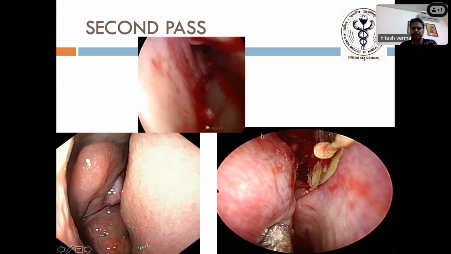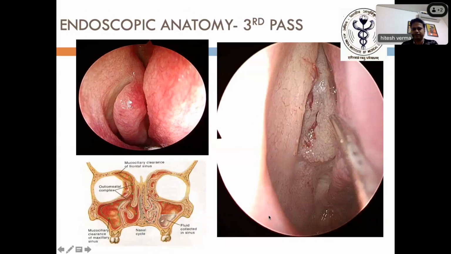Then comes the second pass, which is medial to the middle turbinate. The sphenoethmoid recess, sphenoid sinus, and superior meatus are seen in this part. The posterior ethmoid and sphenoid sinuses drain from this part. So this is the sphenoid ostium. Any mass lesion which is occupying this area can be seen in the second pass. Here is a case of mucormycosis with septal erosion present, and this is the sphenoid sinus ostium.